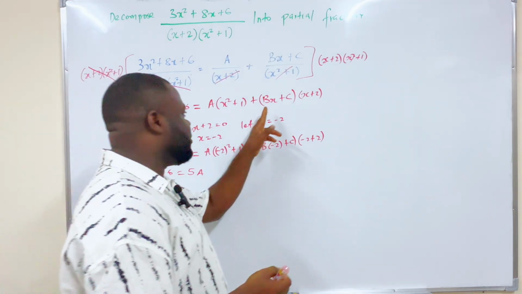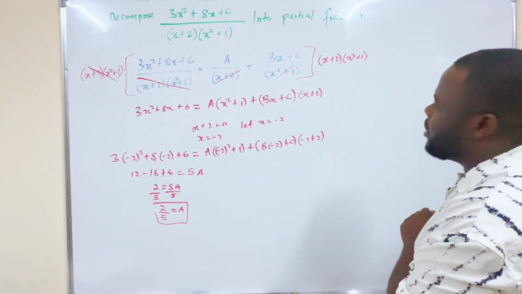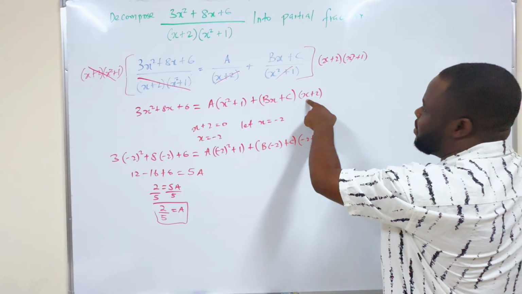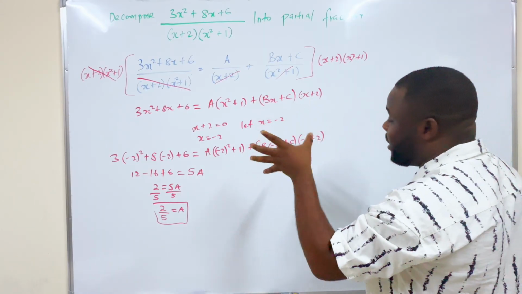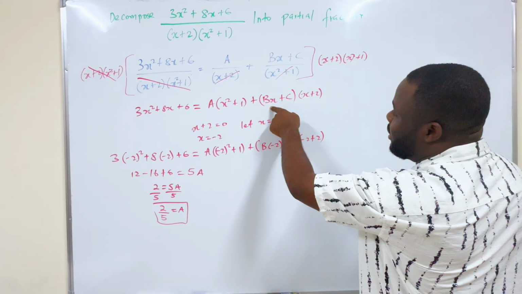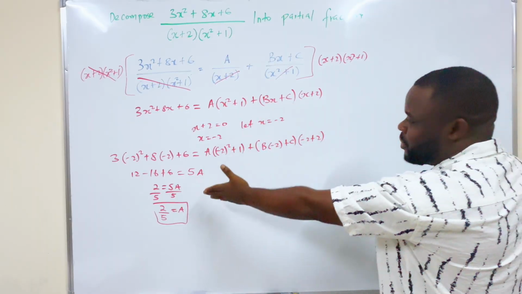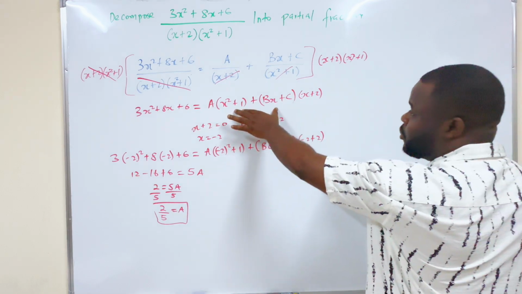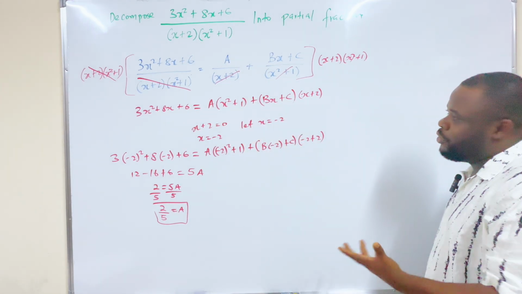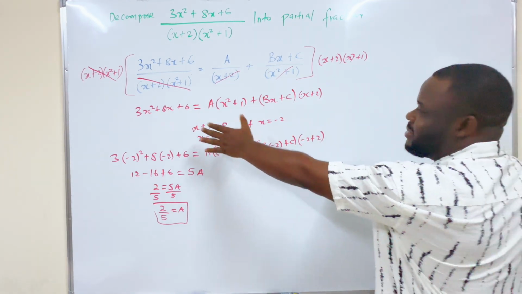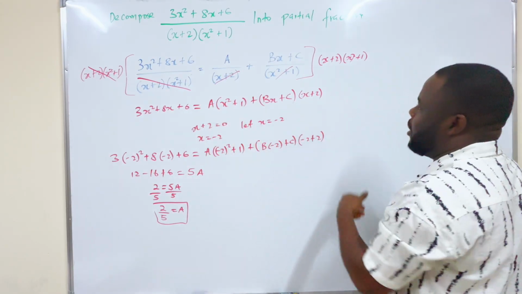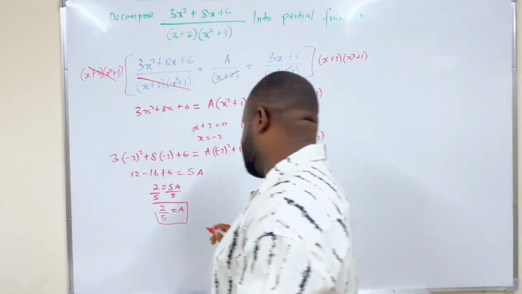Now let's find the value for B. You can see that for B and C, it is very difficult to get their values just the same way we did A. So what we are going to do is make this look like a system of equations. What do I mean? We can distribute this out, so let's do it from here.